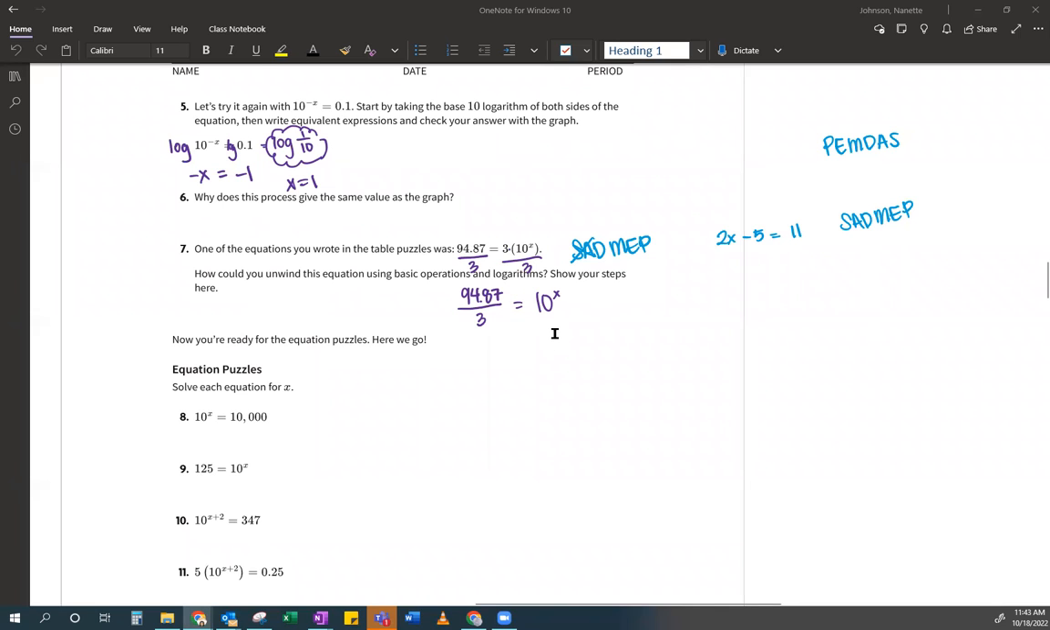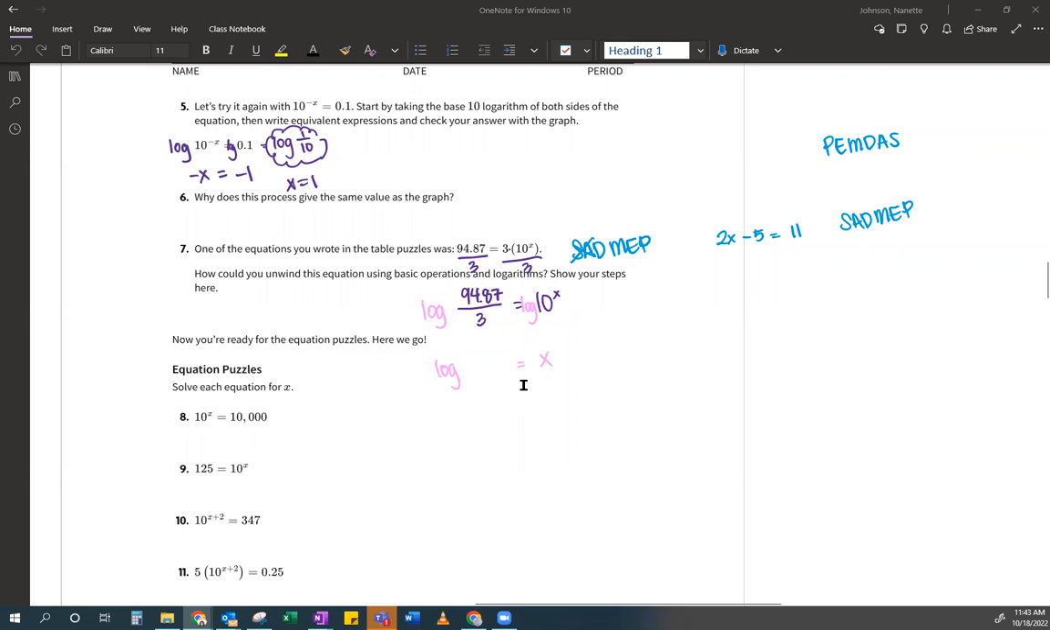Last little bit. Now I can take the log of both sides. So log this, log base 10, and the log of 10 goes away. So this is just x is equal to whatever this is on my calculator, which is exactly what you would have found using the graph.